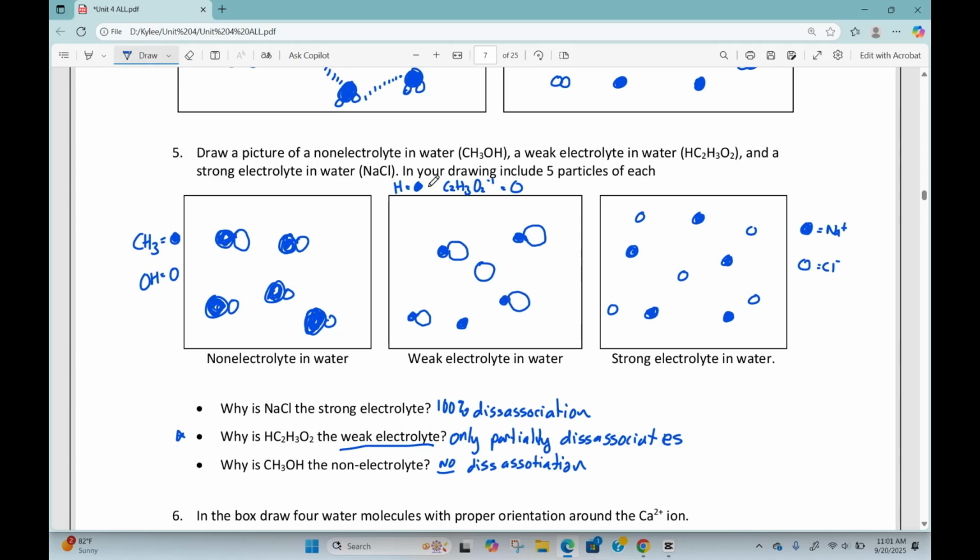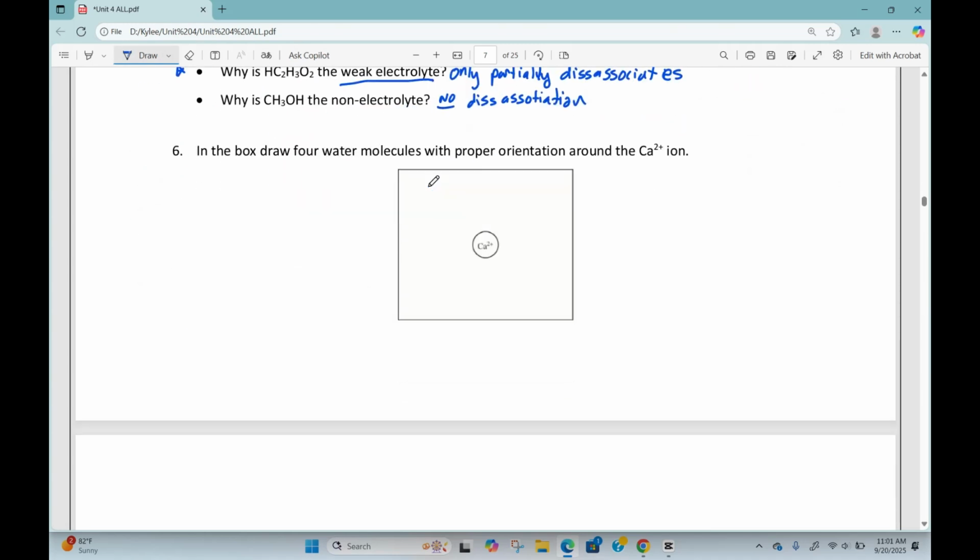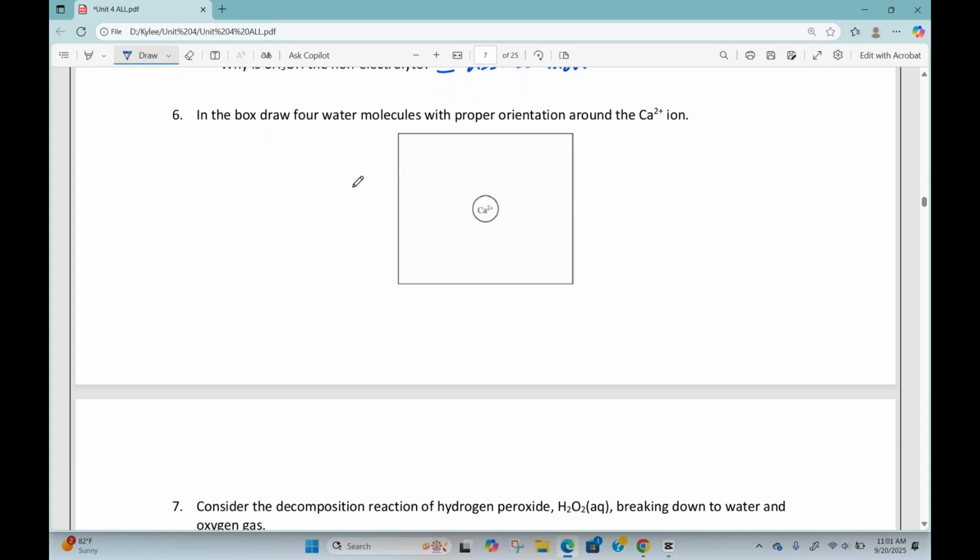All right, let's look at our next example here. It says in the box, draw 4 water molecules with proper orientation. So here they have put a calcium ion. Calciums are positive. So I'm going to want to make my water molecules having the negative side pointing towards my calcium. And they want 4 of them.